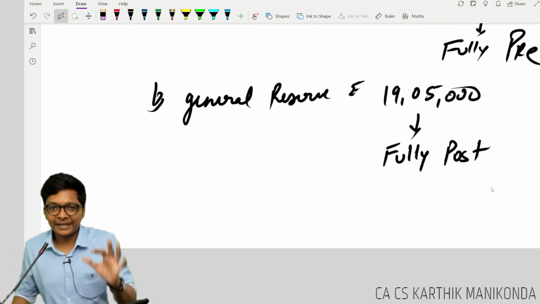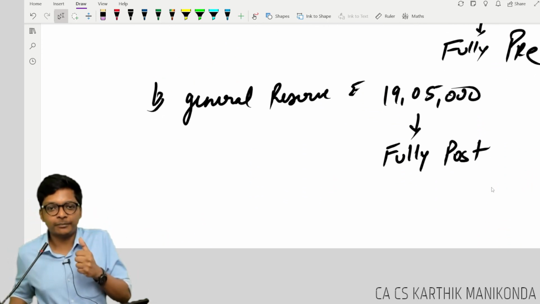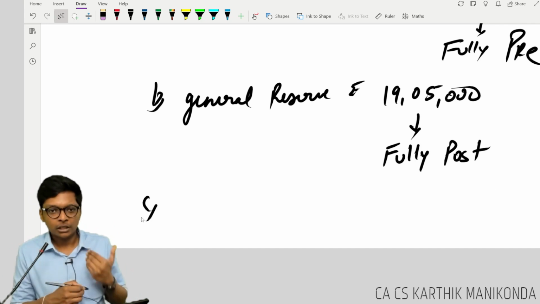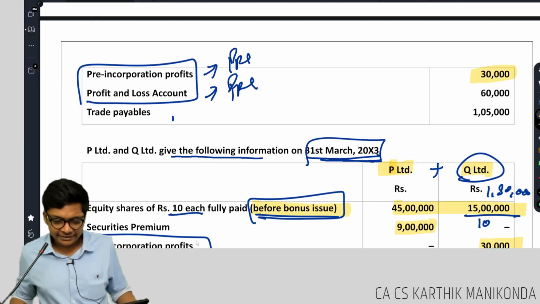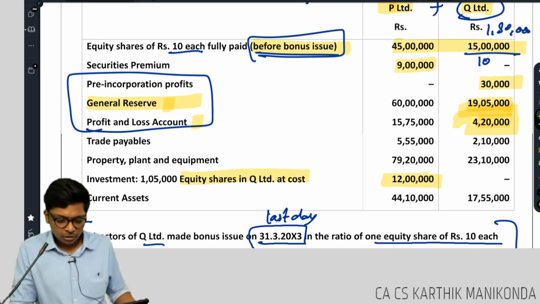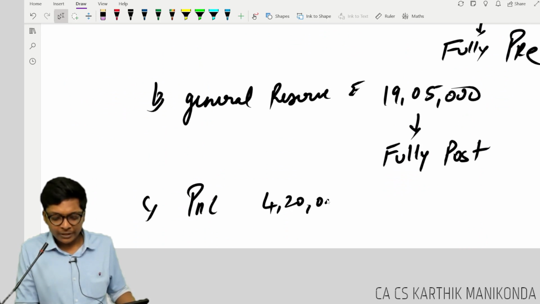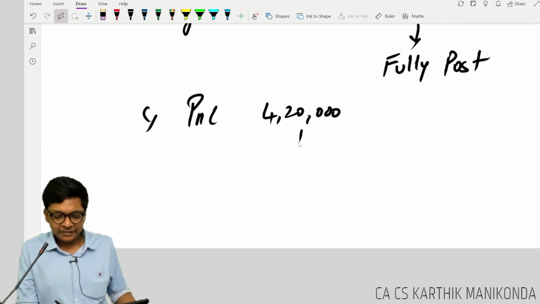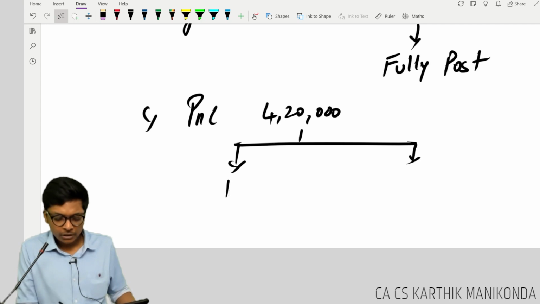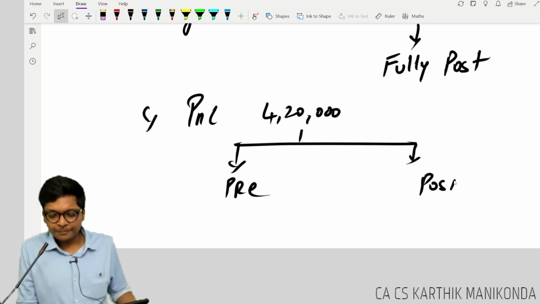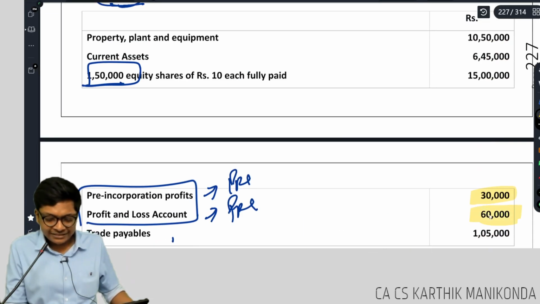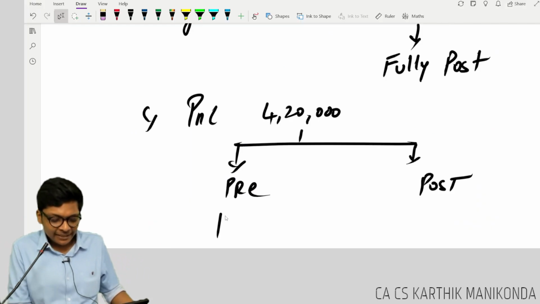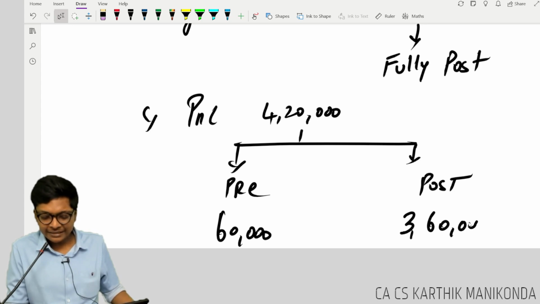See, this is the key step, guys. 3 and 3a. If you get it right in every sum, that's it. It's over. This sum, it's easy. The next sums will keep getting complicated. Profit and loss account. How much is given, guys? 4 lakh 20. But this 4 lakh 20, I will split as pre and post. How much is pre? Given in the question, in the acquisition table, above P&L was 60. That means 60 will be pre, balance 3 lakh 60 is post.